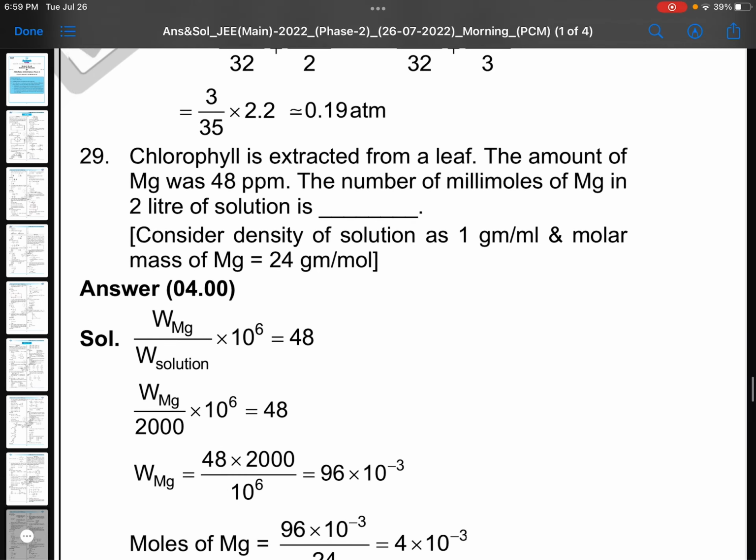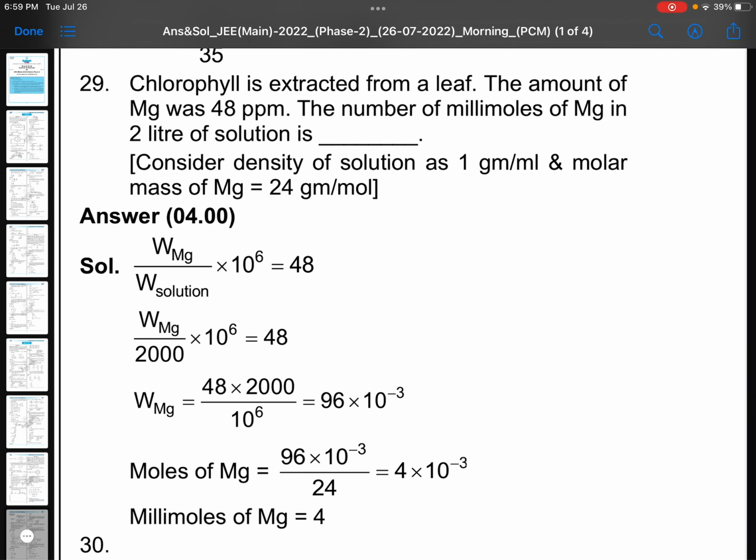Chlorophyll is extracted from a leaf. The amount of magnesium was 48 ppm. The number of millimoles of magnesium in 2 liters of solution. Again, one simple calculation. 48 ppm means 48 grams present in 10 power 6. So 2 liters contains how much? If 48 grams are present in 10 power 6, 2 liters means 2000 ml contains how much? That is weight you are getting as 96 in 10 power minus 3.